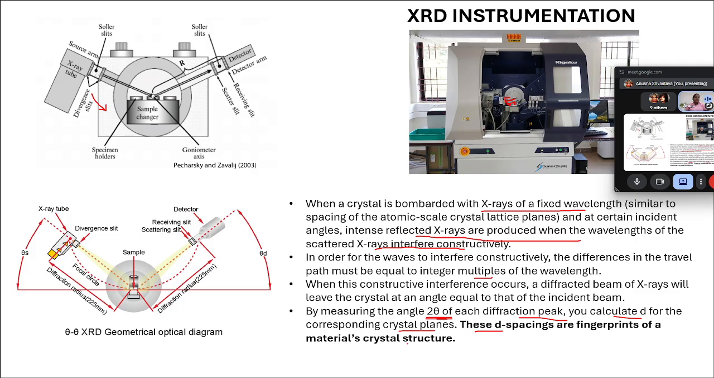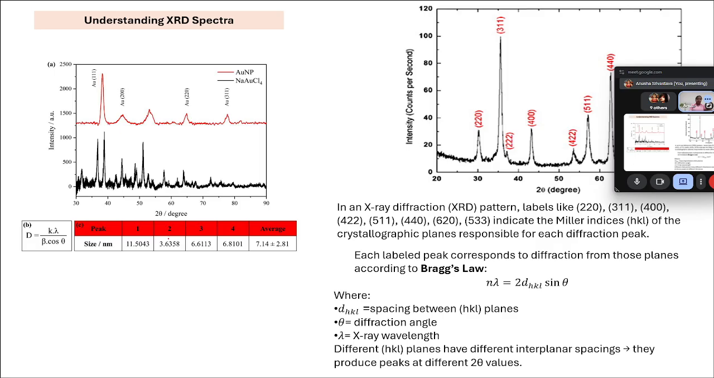These d spacings are fingerprints of a metal's crystal. Now this particular line is important. Whatever d spacings you get are considered fingerprints of a material's crystal structure, and these fingerprints will be characteristic to that particular material only. You can see the diffraction radius and focal circle, showing how the X-ray tube moves and illuminates the sample. This is the X-ray tube, and then the detector, the receiving slit and scattering slit.